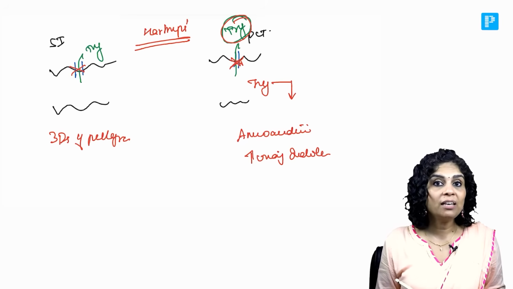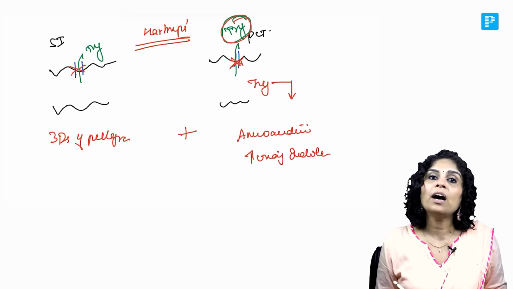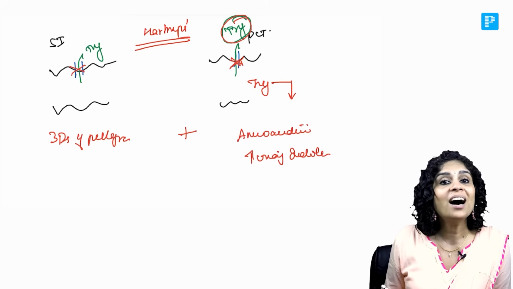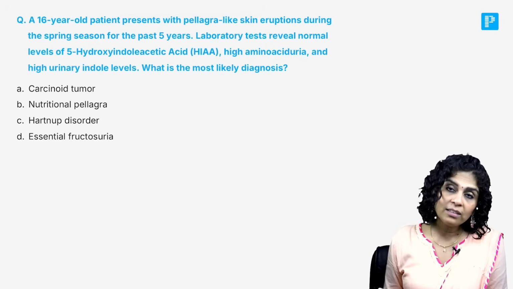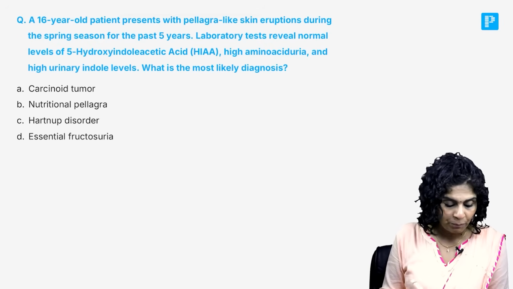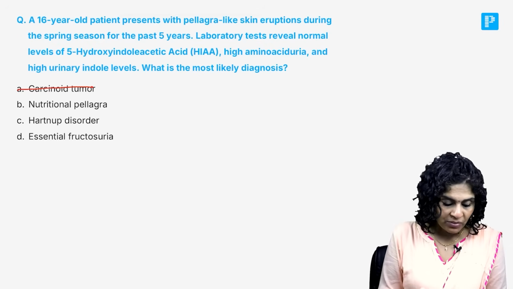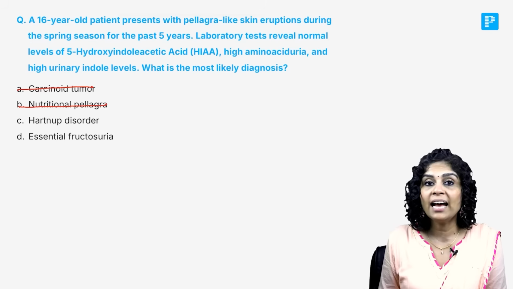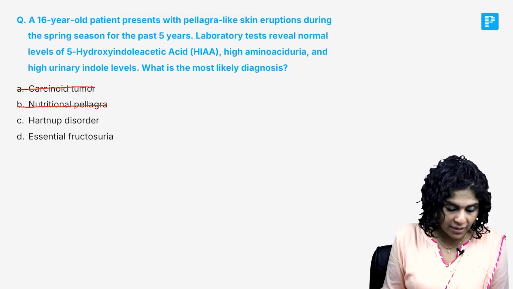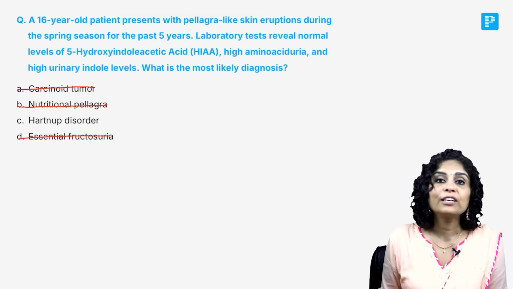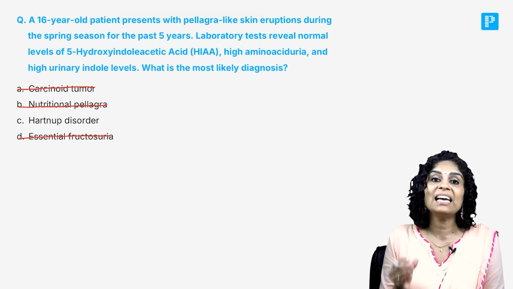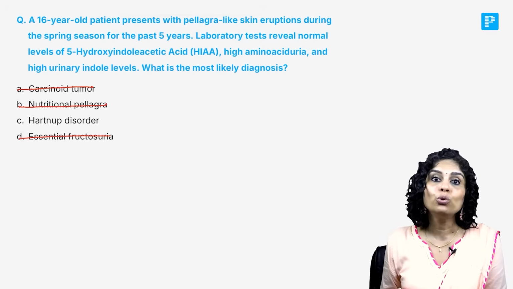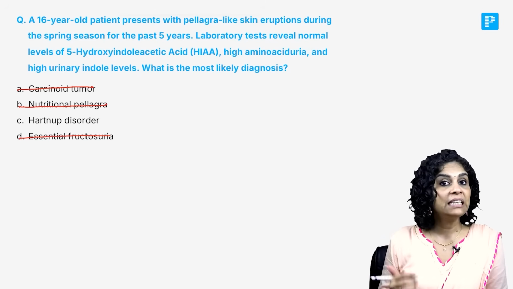So, whenever you see a child presenting with the 3 Ds of pellagra with amino aciduria and high urinary indole levels, what is your diagnosis? Hartnupp's disease. Based on the findings given in the question, we have ruled out carcinoid tumor. We have ruled out nutritional pellagra. Had it been nutritional pellagra, you should not have seen amino aciduria. And we have excluded essential fructosuria. Essential meaning no other findings. Only fructose is found in urine. It is not going to present with dermatitis.